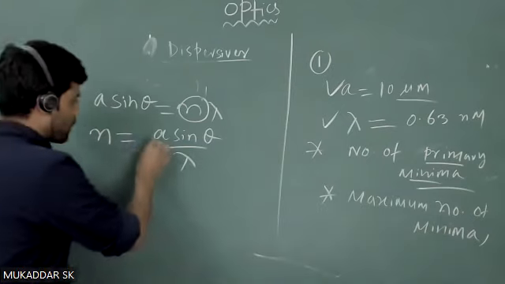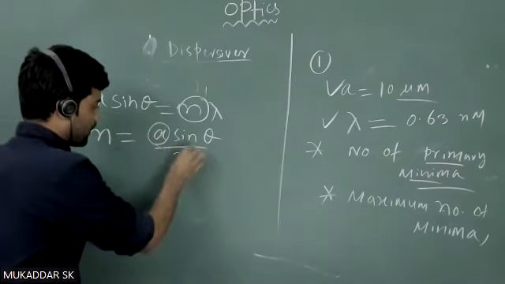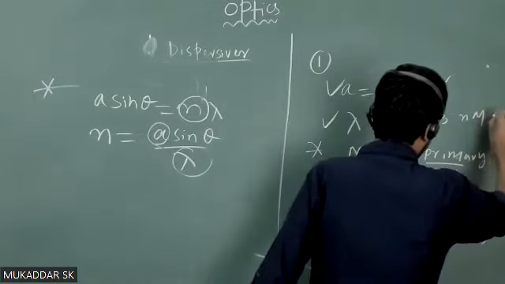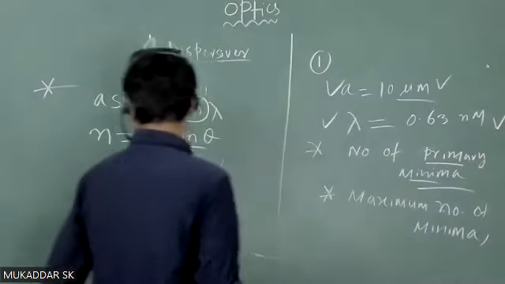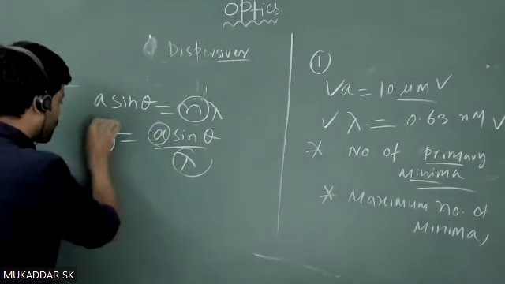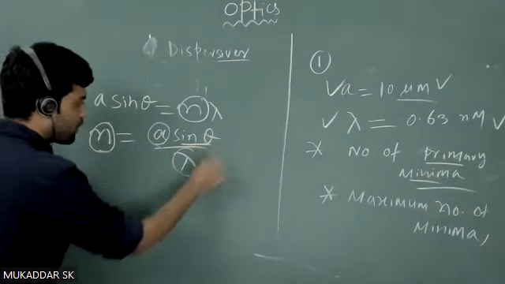Now you see a and lambda, those are constant. That is how much? 10 micrometer and 0.63 nanometer. So these are constant. So n will be maximum when sine theta will be maximum.